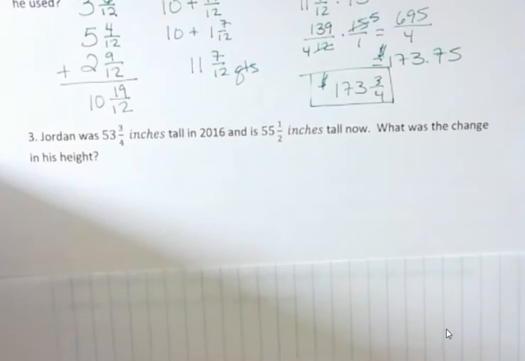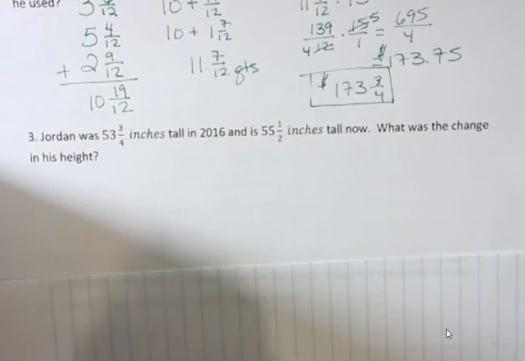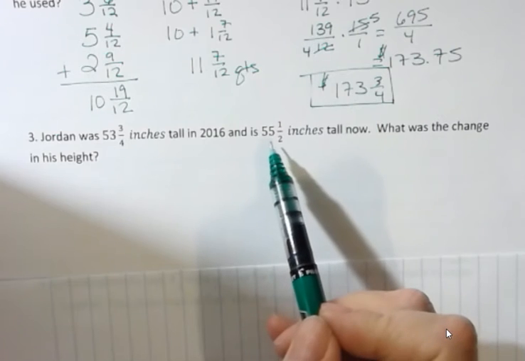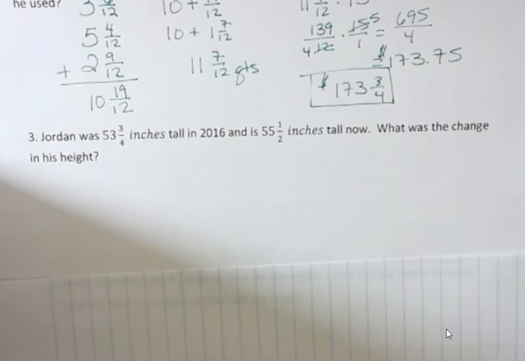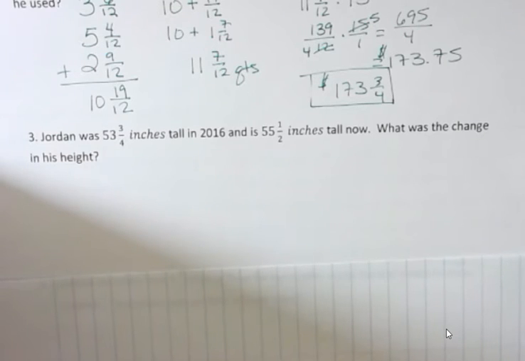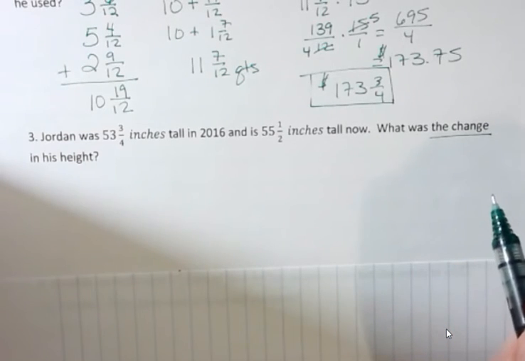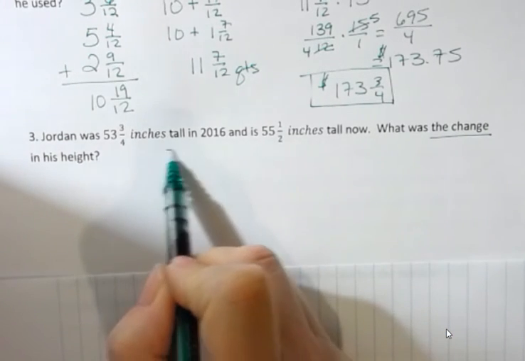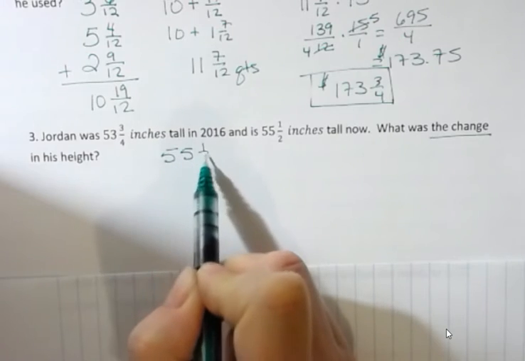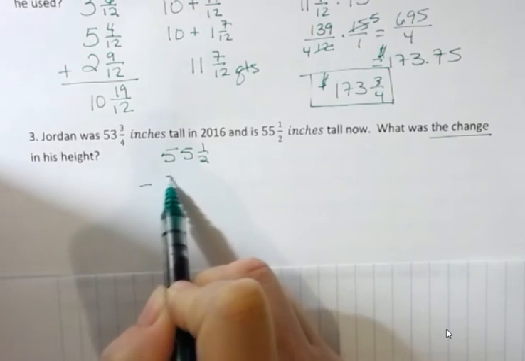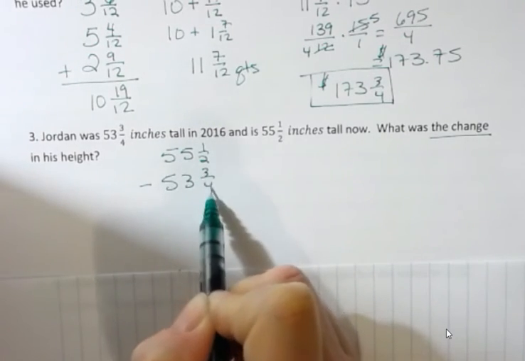Okay, Jordan was 53 and 3/4 inches tall in 2016, and he's 55.5 inches tall now. What was the change in his height? What operation do we need to do to figure that out? Well, the change is talking about a subtraction. And we want to make sure we don't get a negative number, so we want to put the greater number on top and subtract the lesser number, which is this.